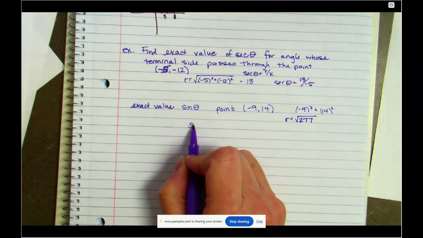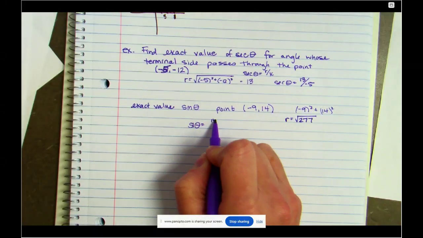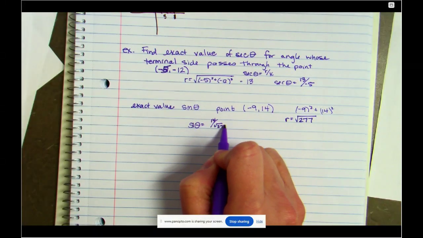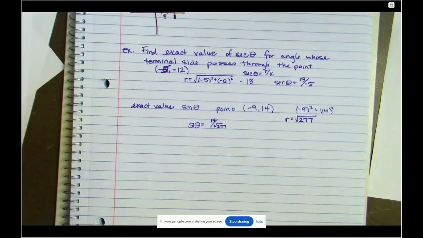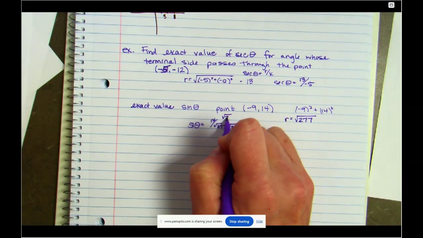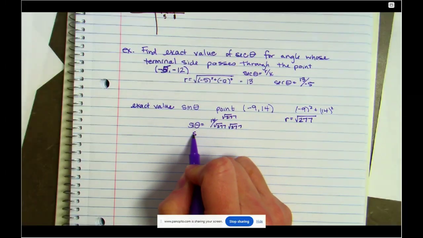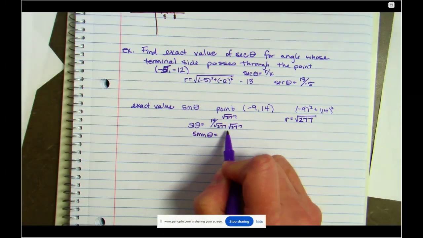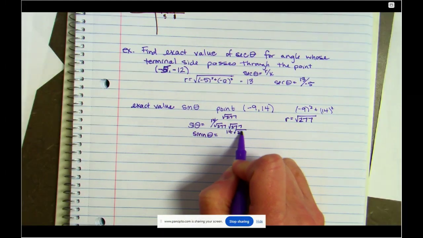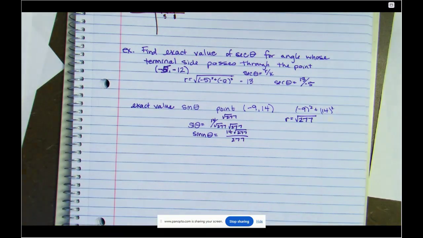Okay. So sine is going to be y, which is 14 over the square root of 277. And then you have to rationalize. Square root of 277 times square root of 277. Oh, we've got to rationalize it. Oh my gosh, yes. 14 square root of 277 over 277. There's your final answer. Ugly.